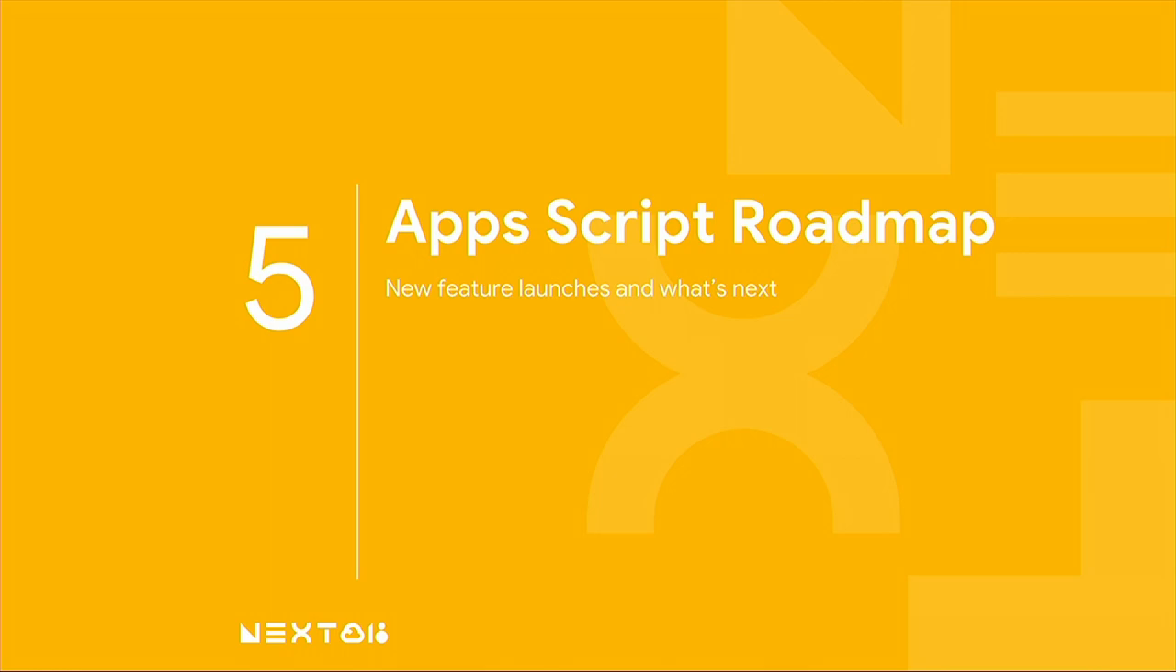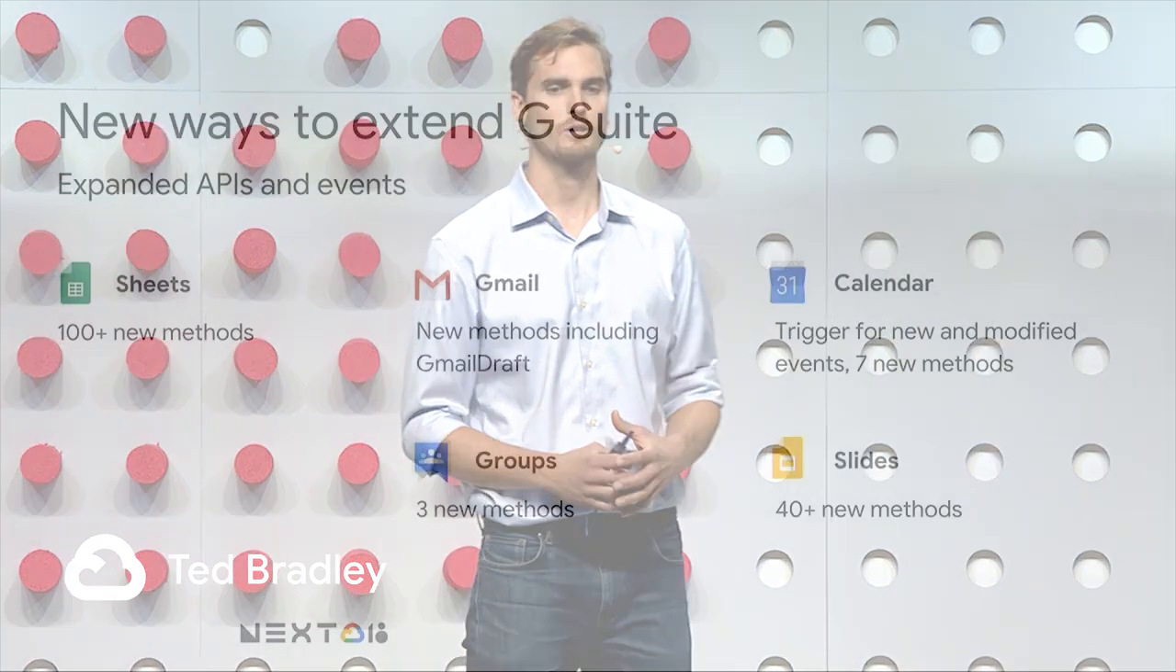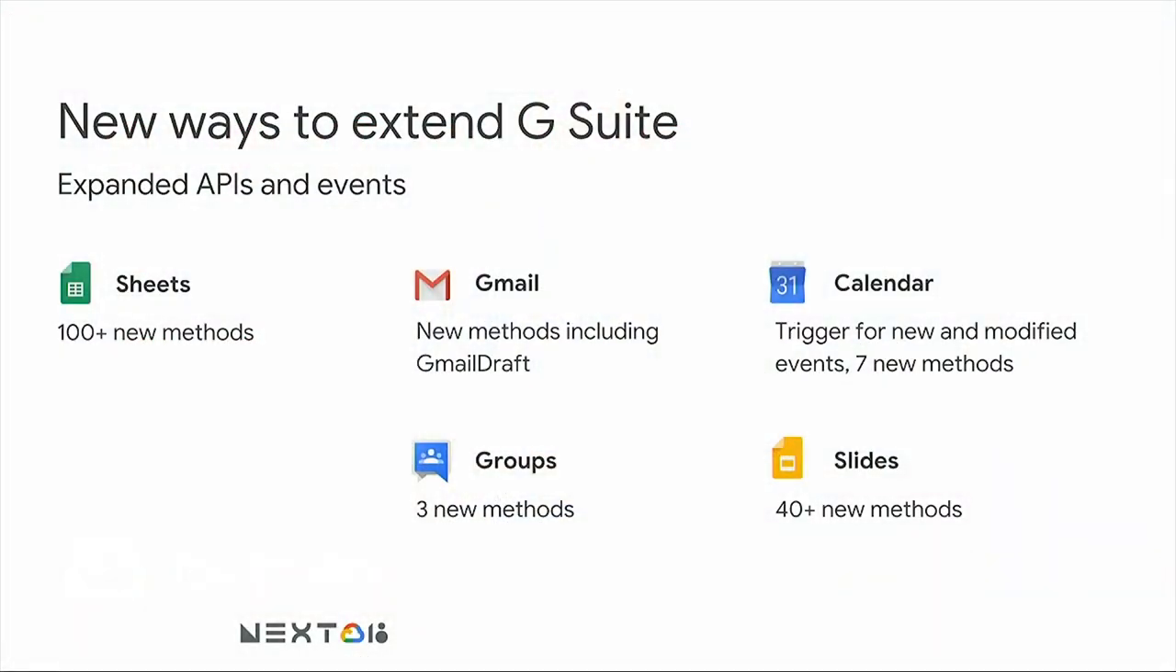Excited to share with you guys today some of the improvements we've made to the product over the last 12 months, and also share with you a roadmap of what's to come. So first off, at the backbone of AppScript are the APIs and the events. And this is really what enables you to create applications that are more powerful and more intelligent. We're always looking for opportunities to expand the features that are available in these APIs and these events.